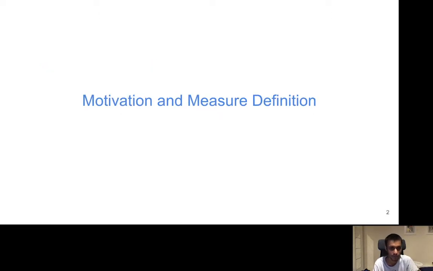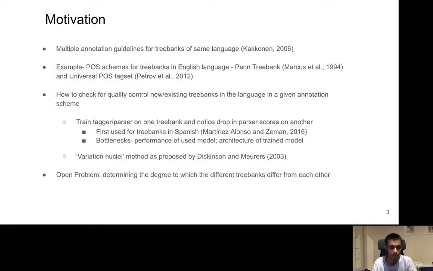First we start with the motivation and the measure definition. The main motivation is that there are multiple annotation guidelines for different treebanks even in the same language. For example, in English there is the Penn Treebank tagset, there is the Universal POS tagset, and so on and so forth. Now, given that there are multiple different annotation guidelines, if comparing the different treebanks in a particular language within the same annotation guideline, how do we check if the treebanks are annotated consistently with respect to each other and with respect to the annotation guidelines? With respect to annotation guidelines is fairly simpler, but with respect to each other, that's where the problem comes in.